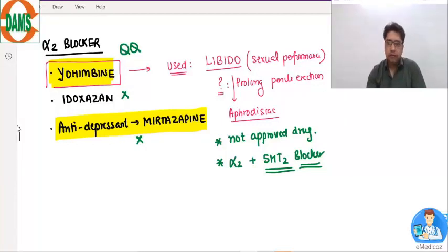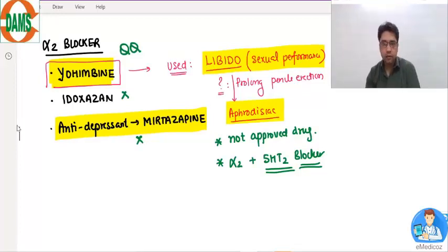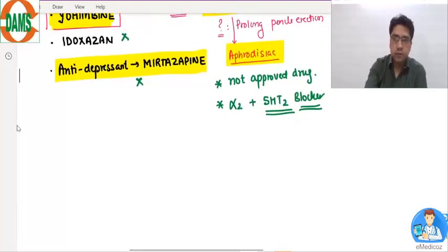Aphrodisiac means the drug which is used to increase sexual performance. We don't want to approve it. Already we have a lot of population. So don't approve any aphrodisiac for the moment. Okay, let's start now.